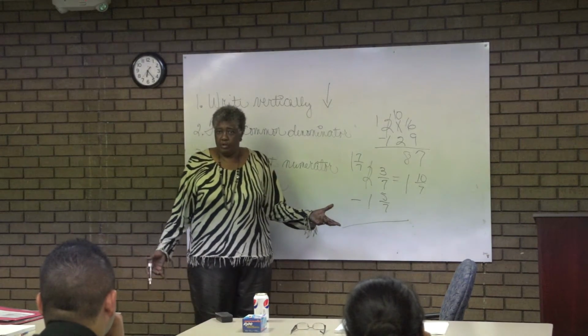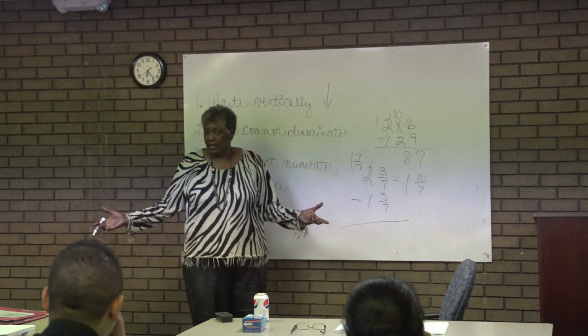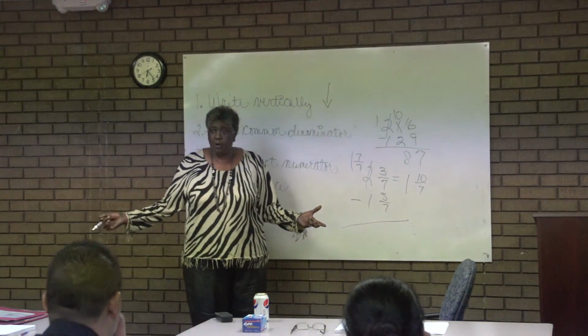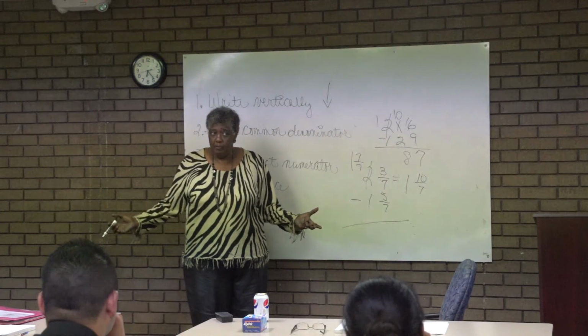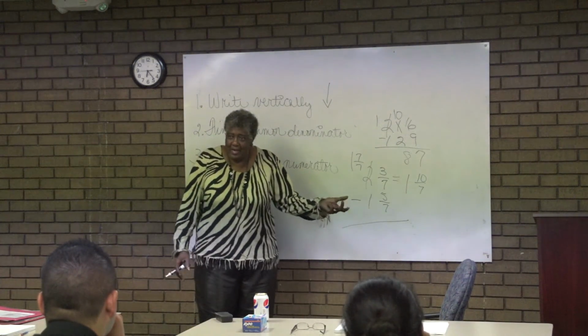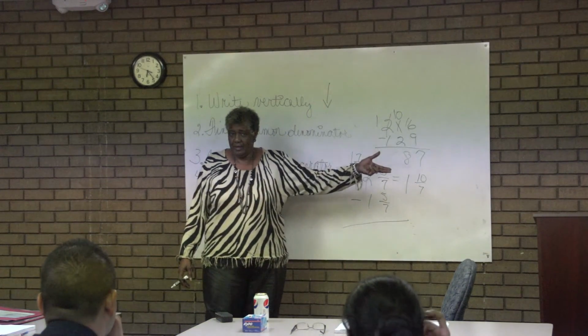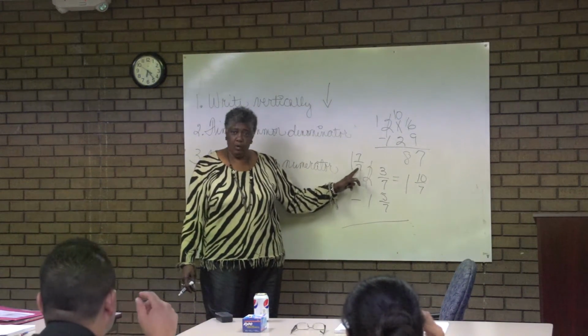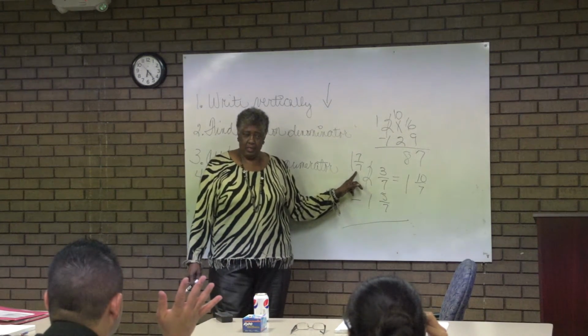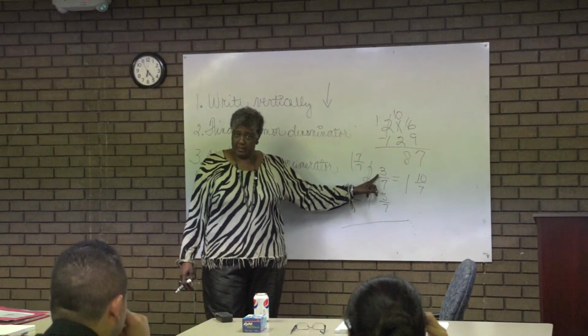If I had 2 quarters but I needed another quarter, I'd have to change $1 into 4 quarters, right? Plus the 2 quarters I already had, I'd have 6 quarters in my hand. I'm not going to throw away the 2 I already had. So I changed the whole into 7 pieces, but I already had 3 pieces.